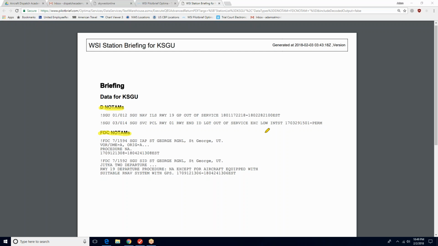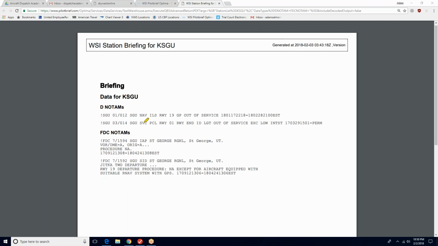So we're going to look at these and learn how to read them. You probably look at it right now and it doesn't really make any sense. So we're first going to look at D NOTAMs, and I pulled up the ones here for St. George. First of all, we're going to make sense of what all this stuff is. The very first thing listed in a NOTAM is the airport identifier, SGU. In this case, that's the airport code for St. George, Utah.